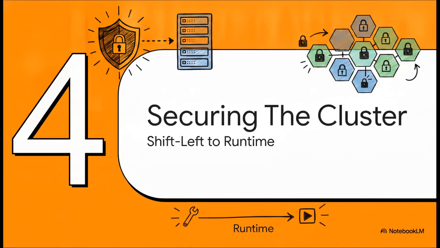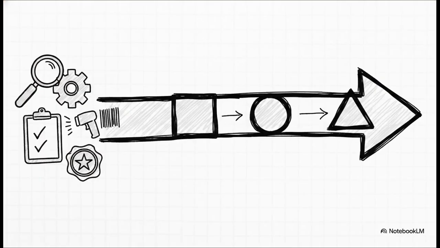Section 4. Securing the cluster, from shift left to runtime. Let's be real. Securing a highly distributed microservices environment is notoriously complex. In the DIY Kubernetes world, security demands a super robust shift-left strategy where you have to build the toolchain. Amidst all the YAML wrangling, you're going to find yourself juggling a ton of tools.